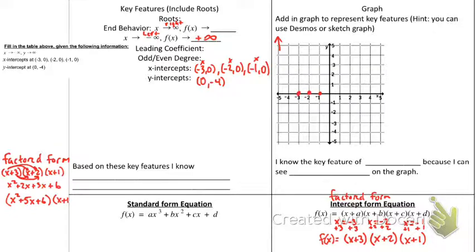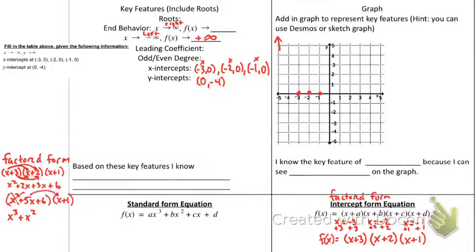We got to multiply this out now. All right, so let's be organized and let's do this. So we're going to go x squared times x. That gives me x to the third. X squared times 1 gives me positive x squared. Okay, and we're done with him.